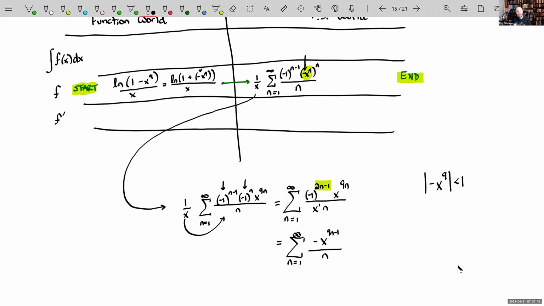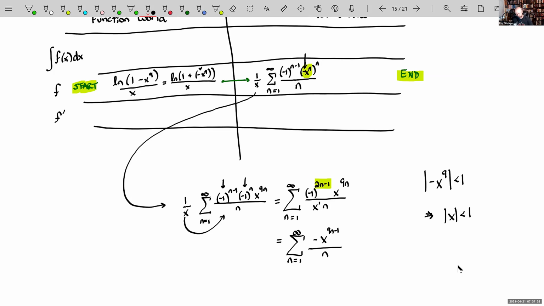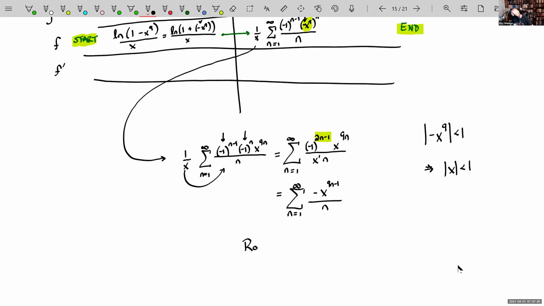Obviously, that means x to the 9th has to be less than 1, which basically means x has to be less than 1 in magnitude again. So no big change there. Not a big change at all. The radius of convergence is still 1. Right? Because you're centering at 0, and the furthest away you can get is 1 unit. So our radius of convergence is still 1. Pretty nice.